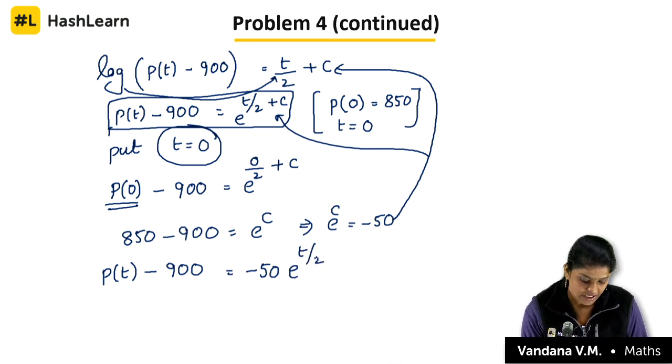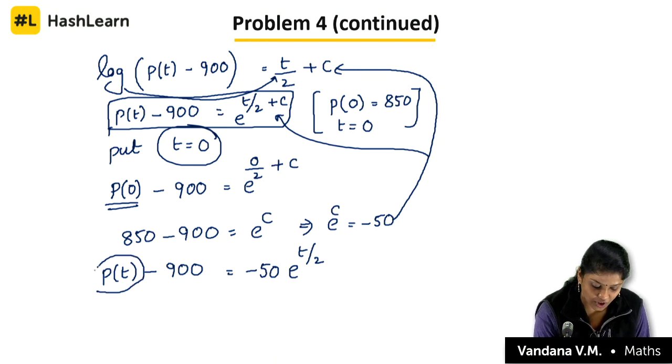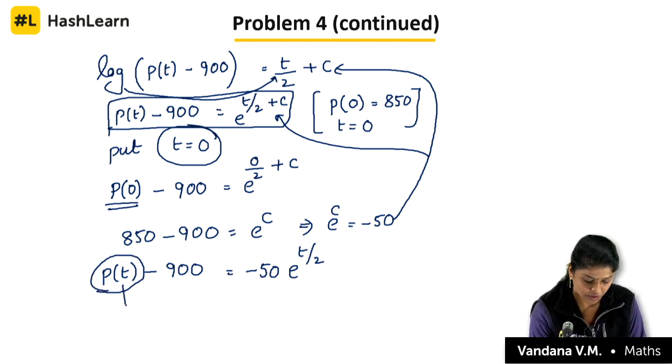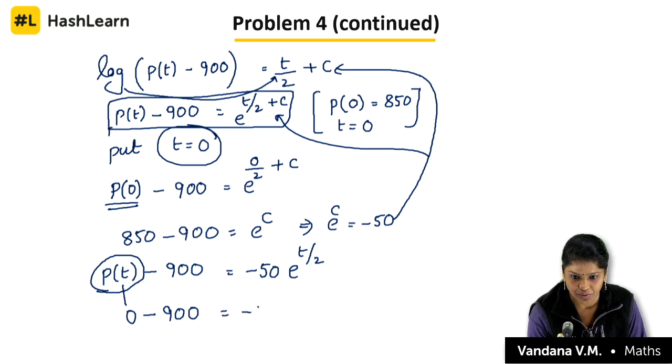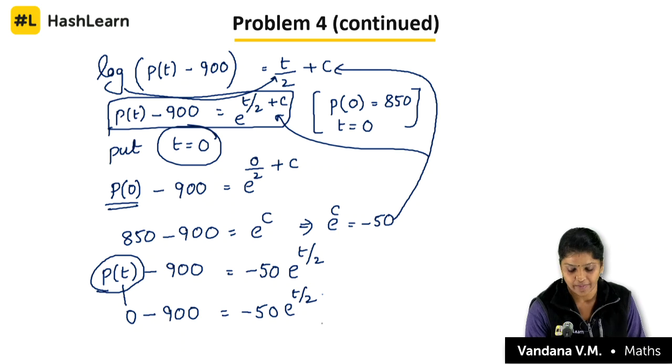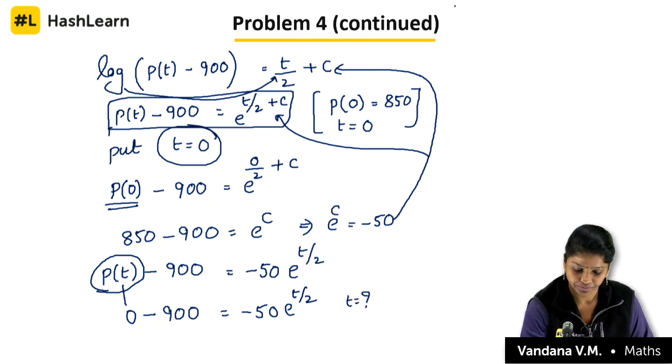Now children, please observe. I would like to find out when the population becomes 0. So, P(t) completely becomes 0. At that time, I want the t value. Population becomes 0 means this value is becoming 0. 0 minus 900 is equal to minus 50 e power t by 2. At that time, I would like to find out the t value.